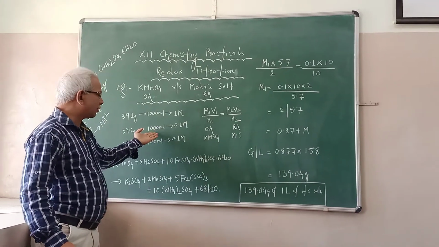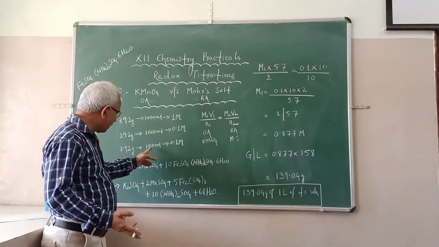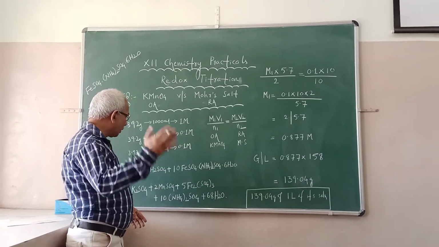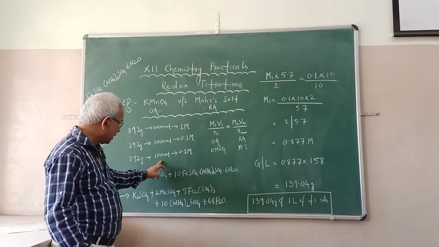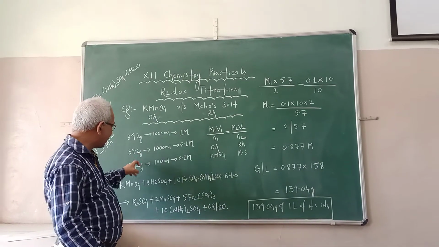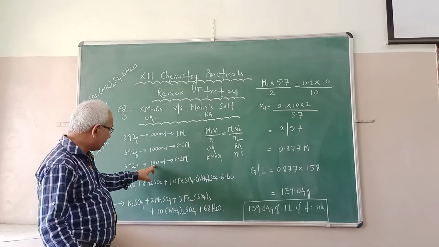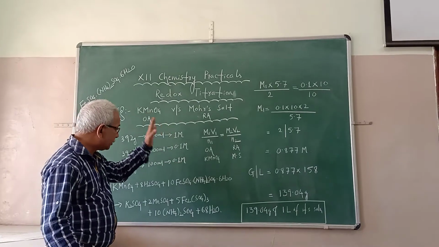But giving 1000 ml to you every time is very difficult on the table. Therefore I have made it for 100 ml, because we have a 100 ml capacity standard flask. So by 10, again by 10, it is 3.92 gram you have dissolved in 100 ml of solution. That will give you the 0.1 M.